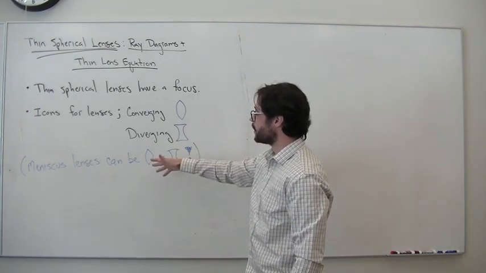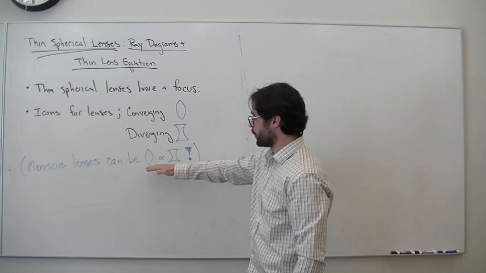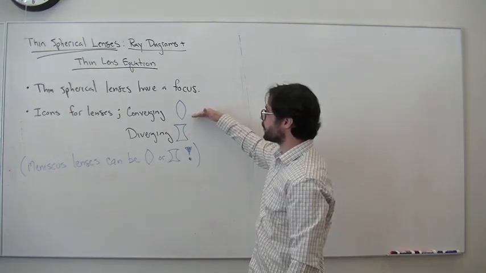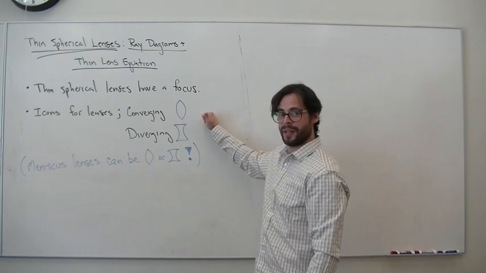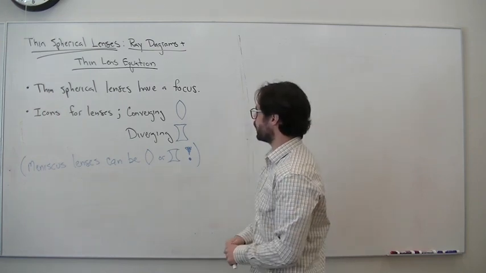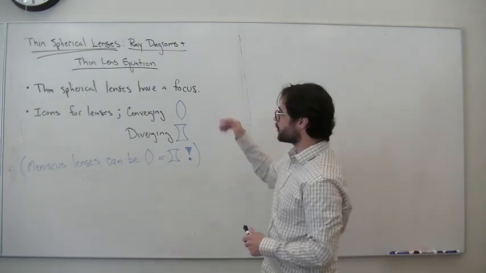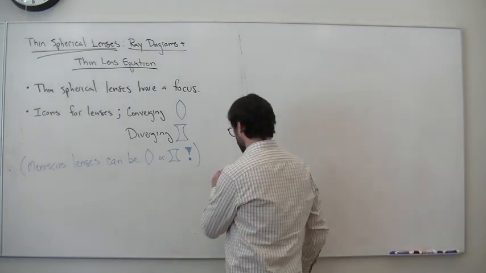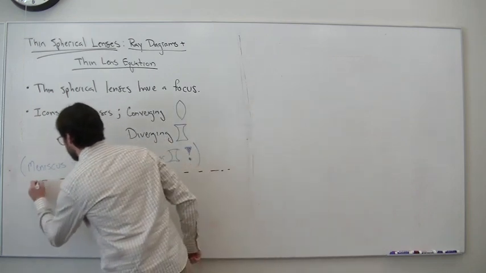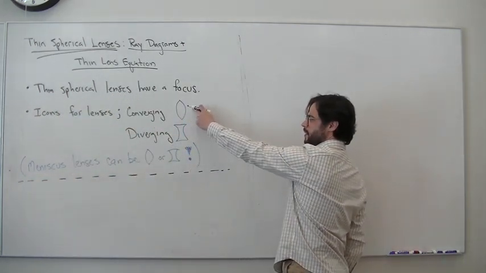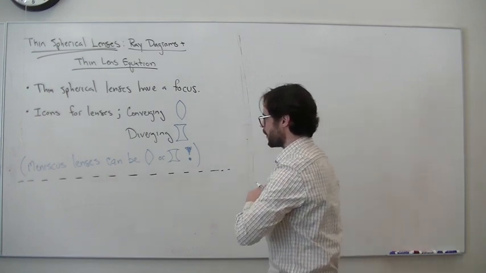And it turns out that meniscus lenses can be just thrown into these as either converging or diverging, depending on the relationship in between the object and the focus. So for now, we'll go back and do the thin lens equation later. But the lenses we'll talk about, thin spherical lenses, have a focus, which means they'll create coherent images. And we'll use one of these icons, this if it's converging and this if it's diverging.